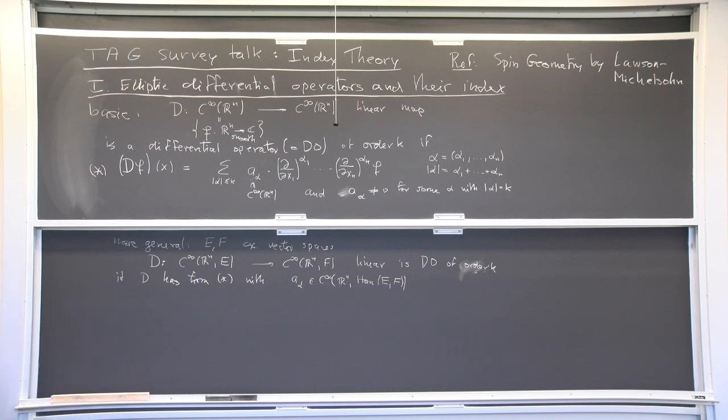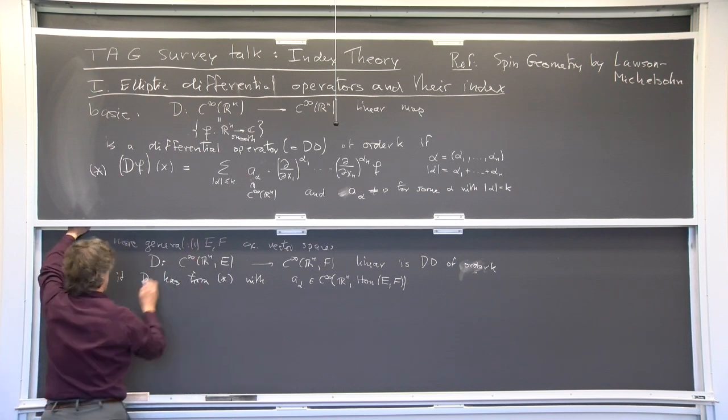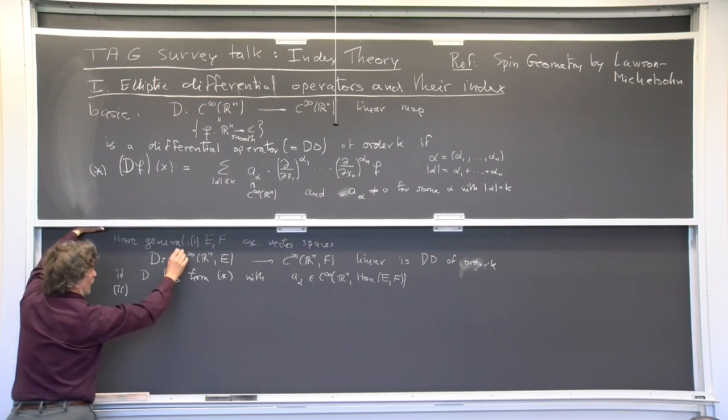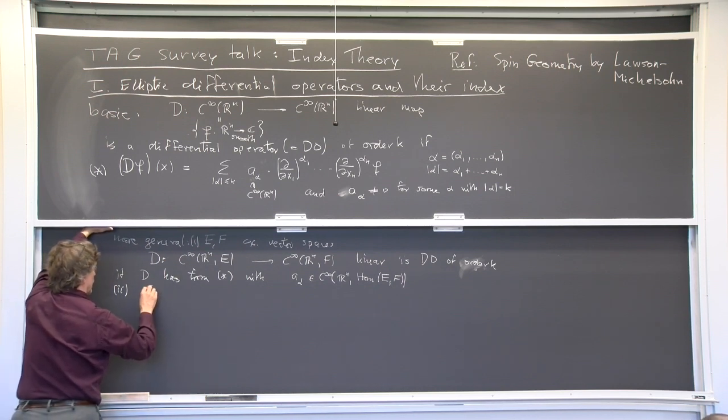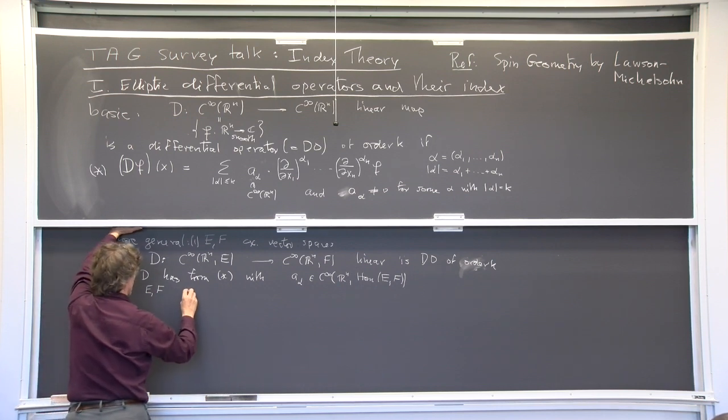Now we're going to globalize it and talk about differential operators on a manifold. So this is the first step in the generalization. And in the second step of the generalization, E and F will be smooth vector bundles over the manifold X.